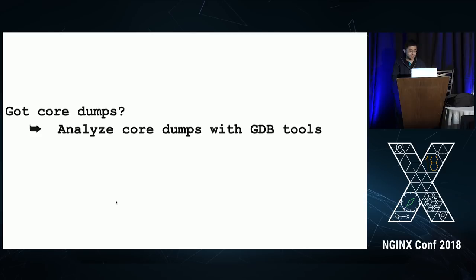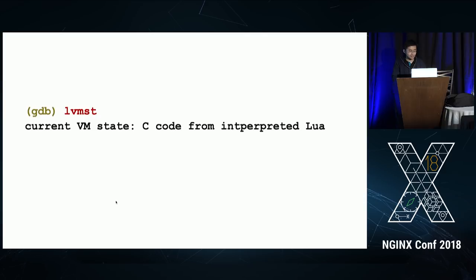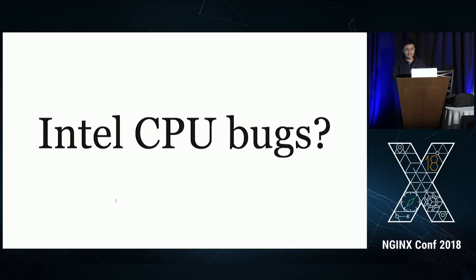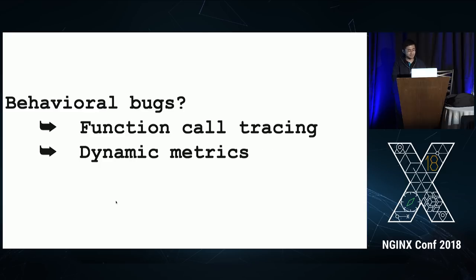For core dumps, we have to use GDB tools like lvmstat. Okay, let's be quick. And then Mozilla rr can be used to record non-determinism. And actually, we ran into an Intel CPU bug in one of the core dumps, so it happens.